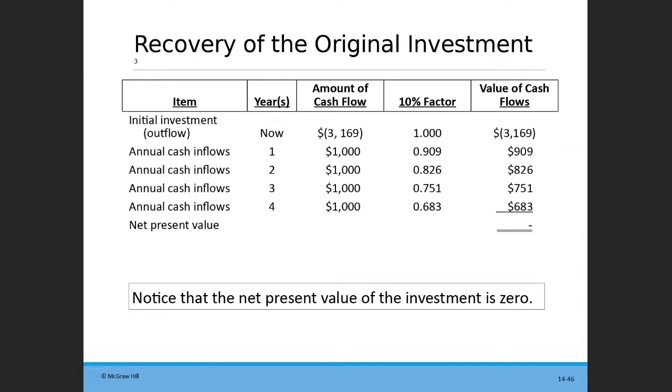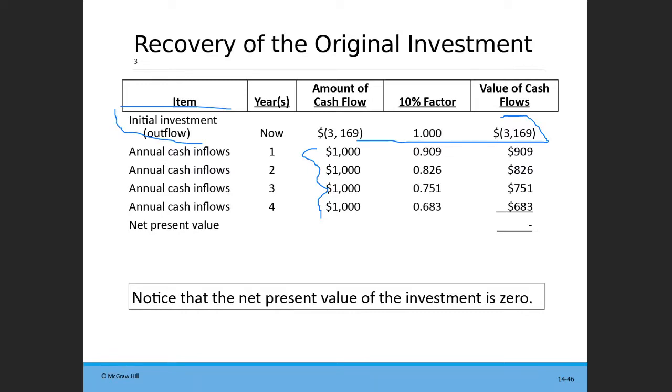Well, cash flow out right now, right, is at 1. It's now, so you don't have to discount it. It just is the amount. So $31.69 present value of my cash flow out to buy the machine. Then every year for 4 years, I get $1,000, and there's no salvage value, there's no maintenance, nothing else. That's it. $1,000 for 4 years. Now it looks like it might be $4,000, but we have to discount it.